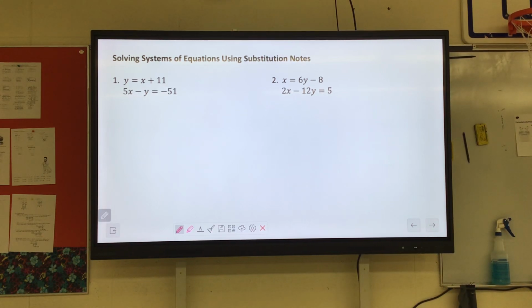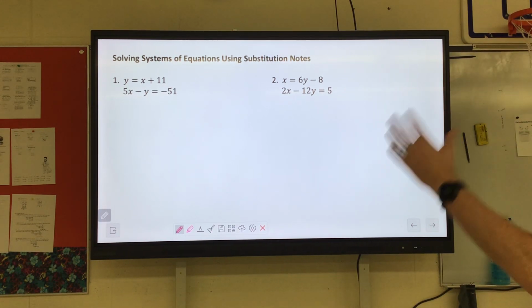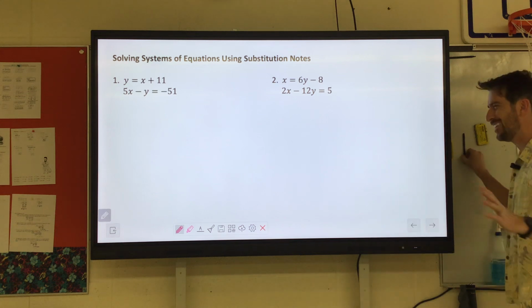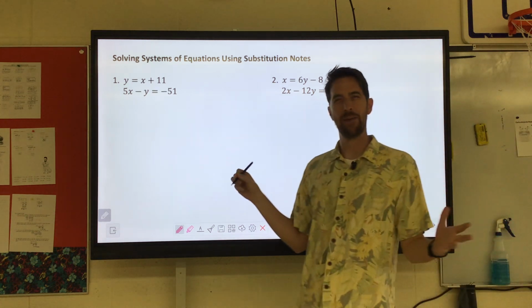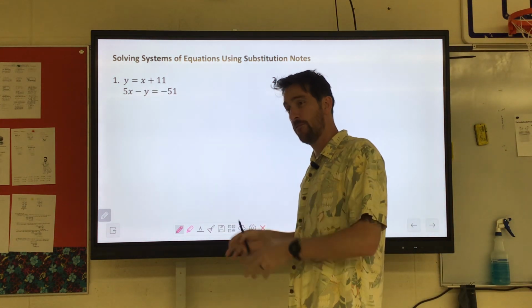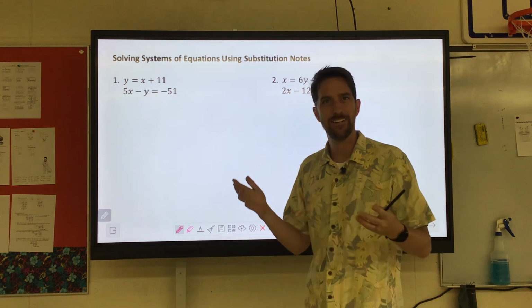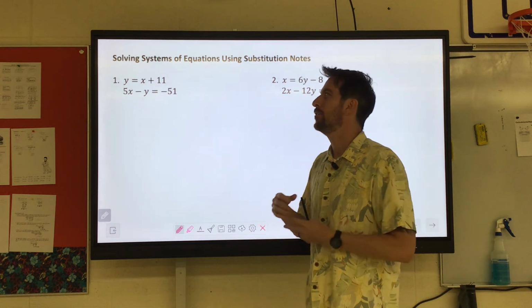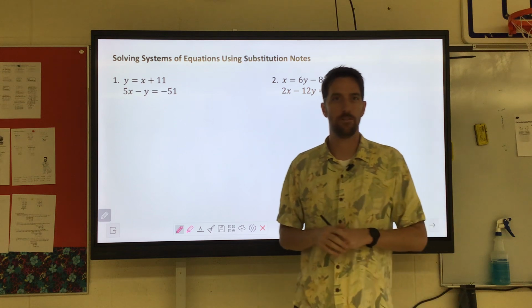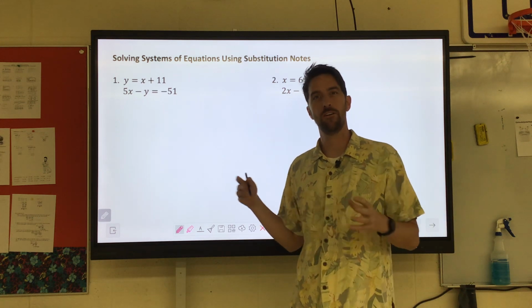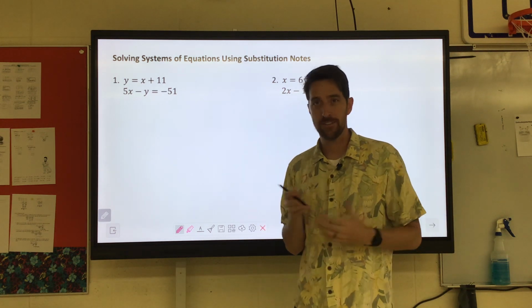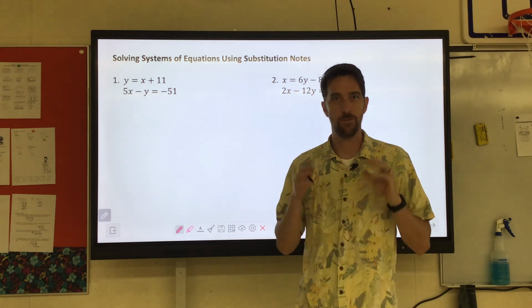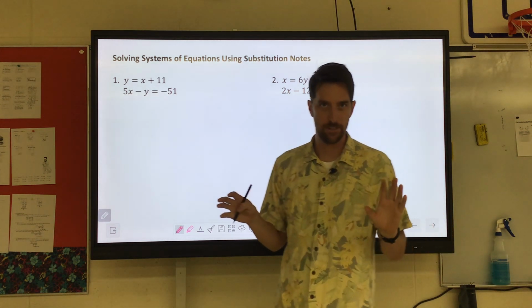Today we're going to solve systems with substitution. We've done substitution many a time. You've substituted in 4 for x, and then you solve it. It's the same thing. So when we're solving these systems with substitution, you want to make sure one of our equations has x equals or y equals. You want to get one variable all by itself.